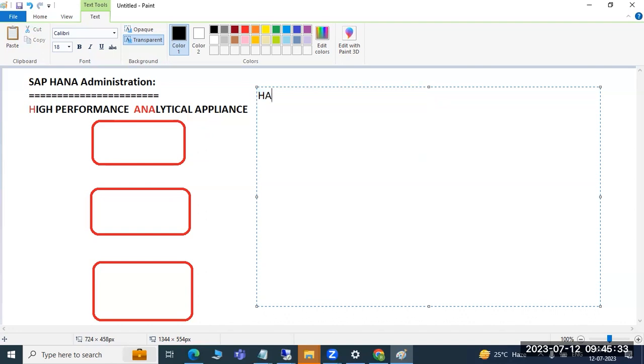So the HANA DB versions: in the month of April, two months back I guess, April, May, June, they released the new database. HANA is available first as 1.0, and after that they released HANA 2.0. Simply remember the 1.0 and 2.0 versions, right?